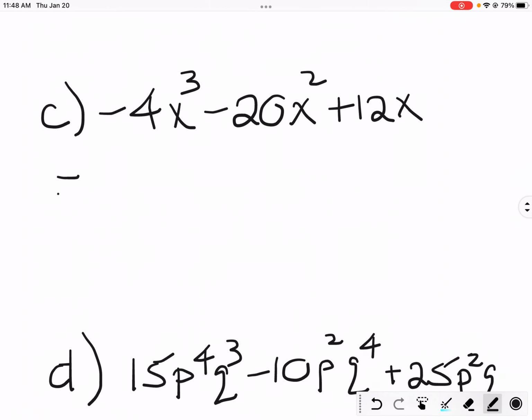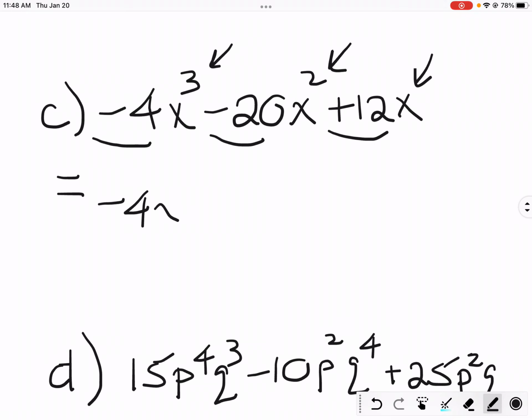This one is a little bit more complicated because there are 3 terms, no big deal. So we're looking at the negative 4, the negative 20, and the positive 12. I can divide each of those by negative 4. Then looking at x cubed, x squared, and x, I can divide or take out an x from each of those 3, making negative 4x my common factor.